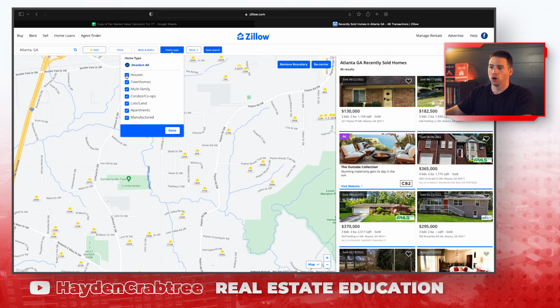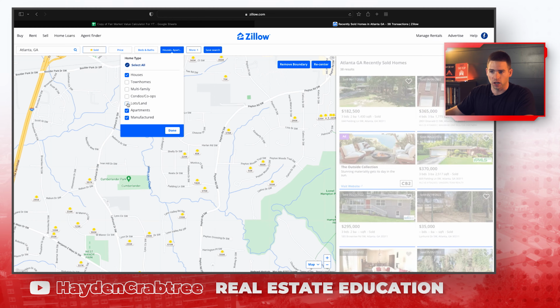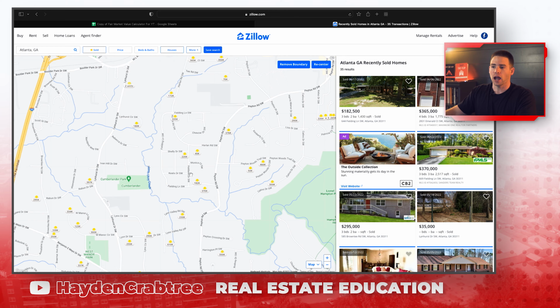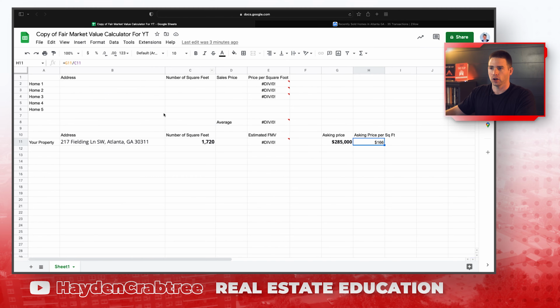Now, I also wanna go to home type. I looked at a house. I didn't look at a townhouse, multifamily, or condo. I wasn't looking at lots, apartments, or manufactured homes. I only wanna compare to other houses, right?